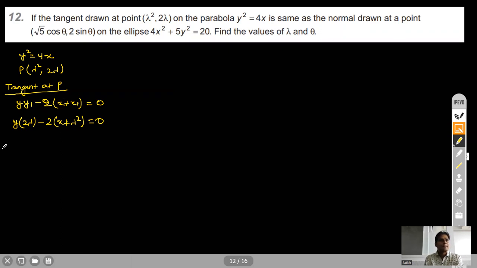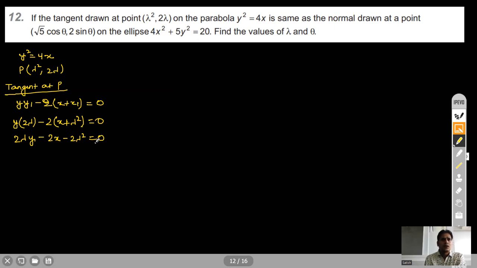And this tangent is same as the normal drawn at a point. Okay, so further, we can simplify it. What can we write? As 2 lambda y minus 2x minus 2 lambda square, right? The same equation, I have just opened the bracket. So 2 lambda y minus 2x minus 2 lambda square equal to 0. So this is the tangent at point P on the parabola.